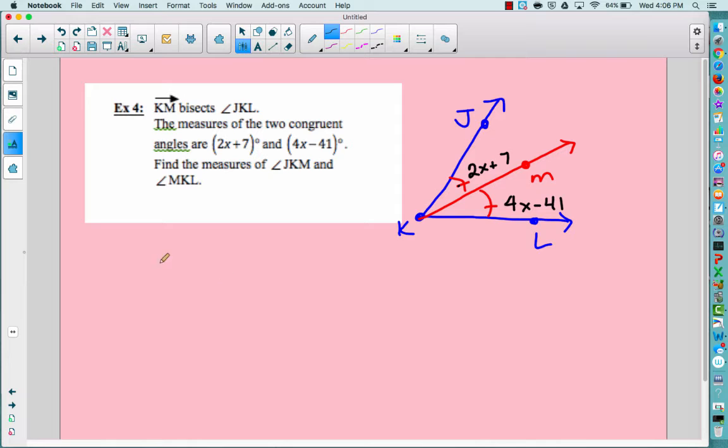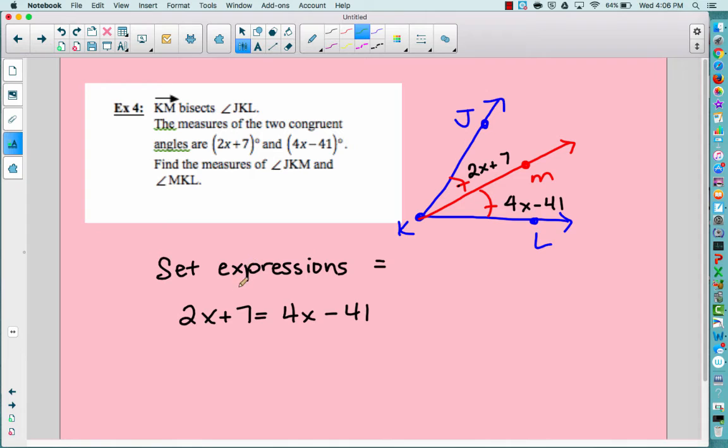So to write an equation, set the expressions equal to each other. So 2x plus 7 equals 4x minus 41. All right, now I solve for x. So I'm going to balance the equations. I'm going to add 41 to both sides, and I'm going to subtract 2x. So that gives me 48 equals 2x, so x equals 24.